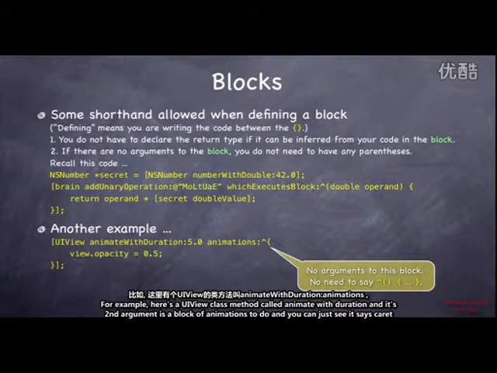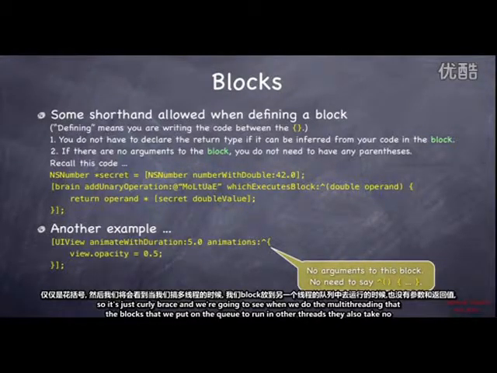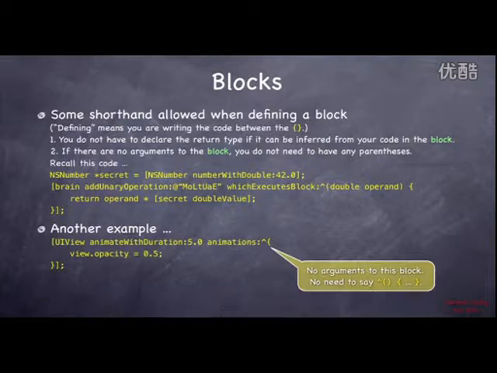For example, here's a UIView class method called animateWithDuration, and its second argument is a block of animations to do, and you can see it just says caret curly brace. It takes no arguments, returns nothing, so it's just caret curly brace. And we're going to see when we do multithreading that the blocks we put on the queue to run in other threads also take no arguments and return nothing. So we just say caret curly brace and start putting the code we want to run in the other thread. Okay, so that's a little shorthand there.